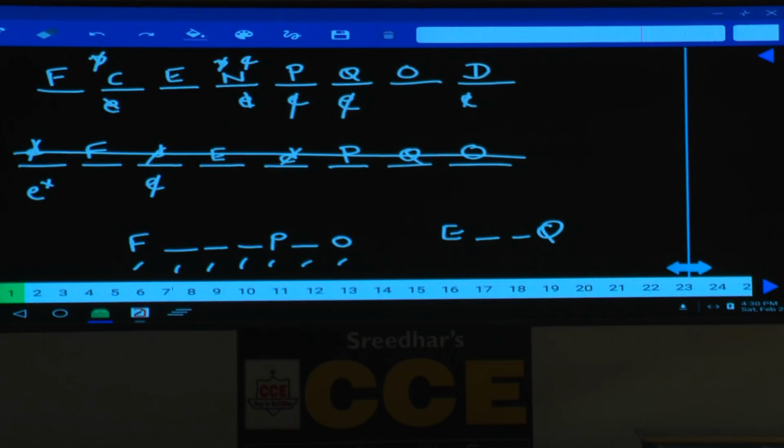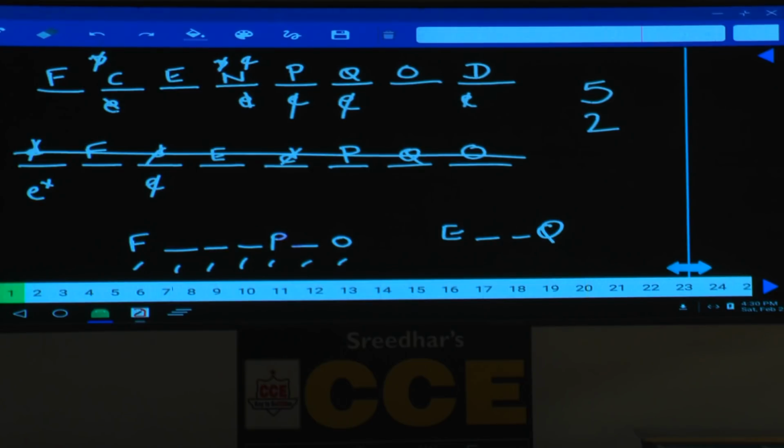Then in this one, question number 79, who among the following sits exactly between E and Q? Exactly between E and Q, tell me who are the persons. N and P are the two persons, that is choice 5, N and P. Then question number 80, how many persons are seated between C and Q? There are 3 persons in between C and Q, that is choice 2.